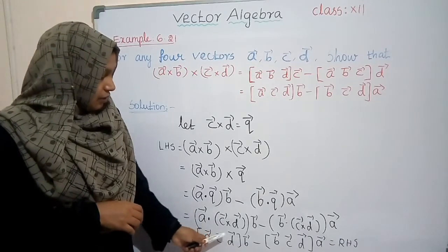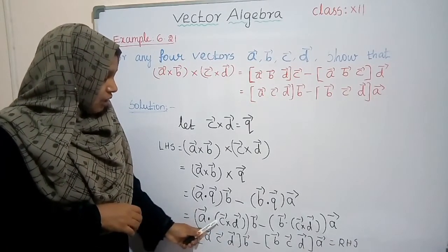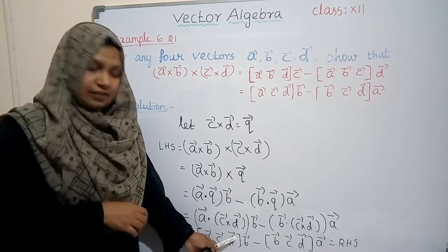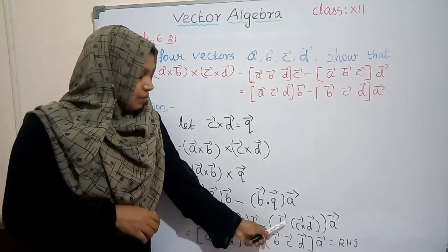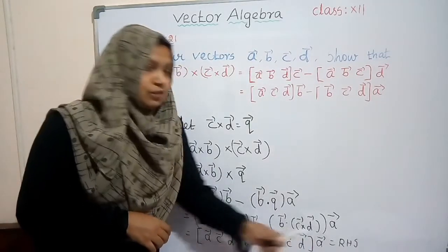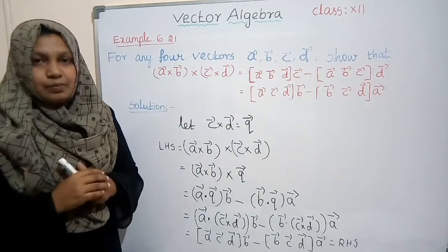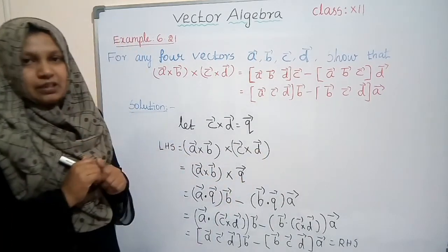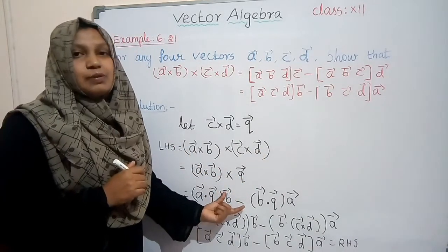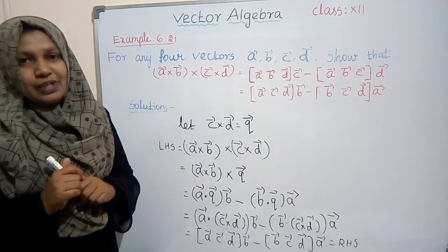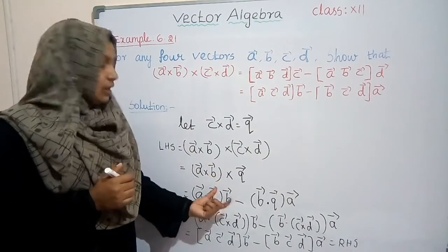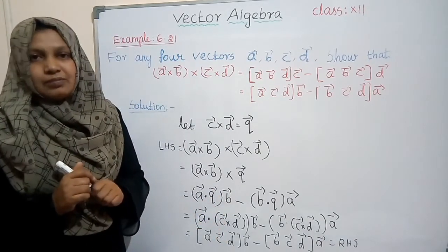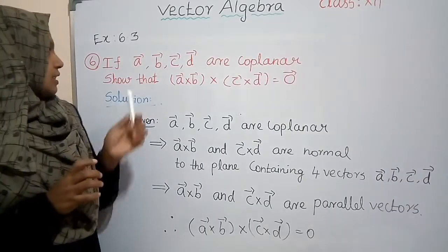So we are applying A vector dot C vector cross D vector as box product of A vector, C vector, D vector into B vector minus box product of B vector, C vector, D vector into A vector. Understood? Like the previous question, we are replacing C vector cross D vector as Q vector. Then apply the vector triple product. So you should learn this vector triple product by heart. Then only we can apply this here. Then just replace the Q vector value and make it as box product. Understood?